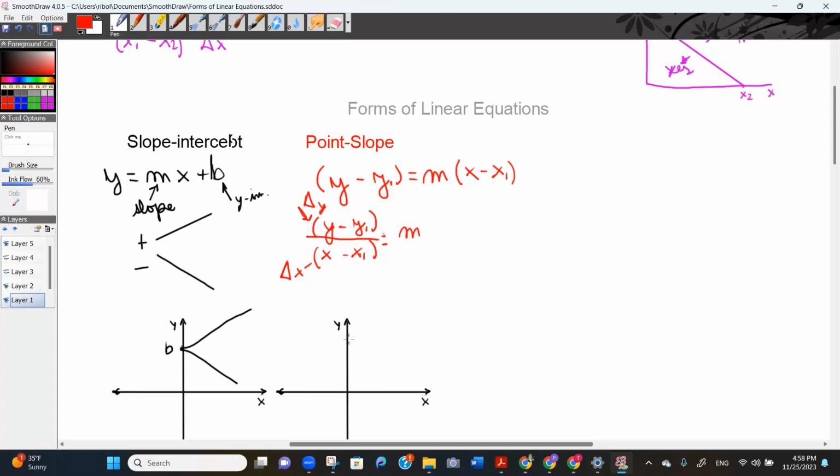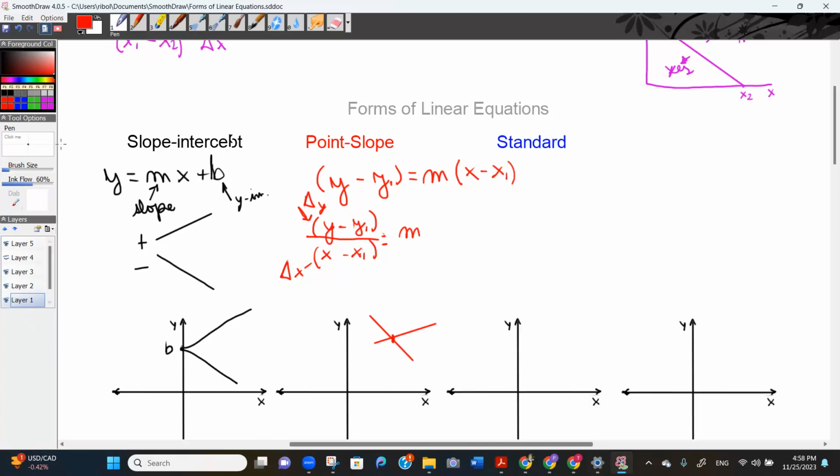So in this interpretation of the formula, we can find a point, that would be our x1, y1, and then the slope is going to determine whether the line goes down or goes up, however we want to put it. So that is the point slope form of linear equations.